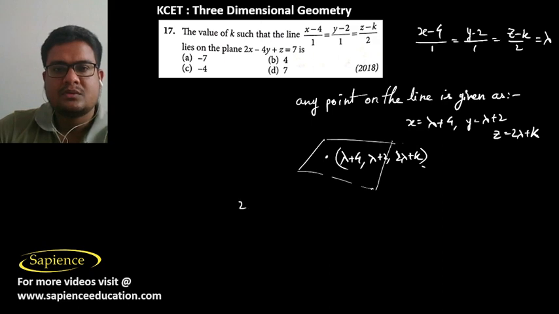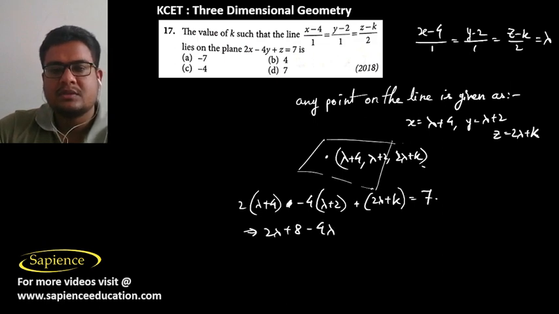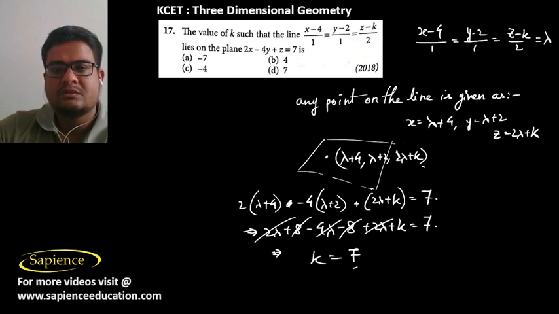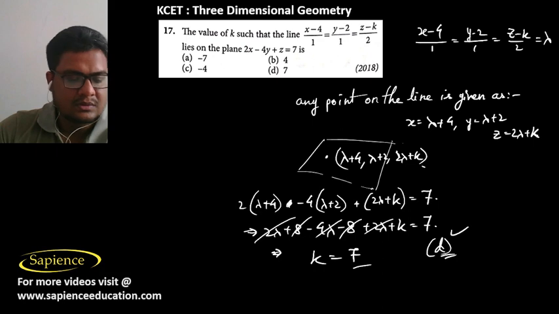That is, if you write 2 into x coordinate, that is 2 into lambda plus 4, minus 4 into lambda plus 2, plus 2 lambda plus k, that is equal to 7. Therefore 2 lambda plus 8 minus 4 lambda minus 8 plus 2 lambda plus k, that is equal to 7. So 8 and 8 will cancel out. So 2 lambda plus 2 lambda, that is 4 lambda, and 4 lambda will cancel. So k is equal to 7. Option D is the correct answer.